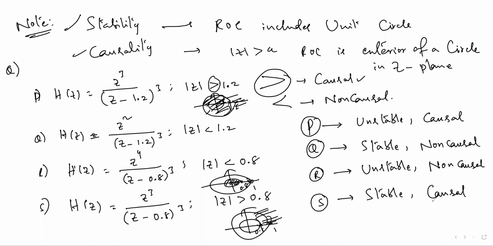You determine stability and causality based on the H(z) and ROC. A simple ROC is enough. No other extra parameters are needed for us. Only from the ROC expression can we easily determine stability and causality. Fine.